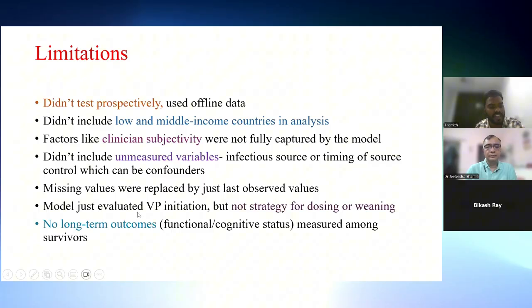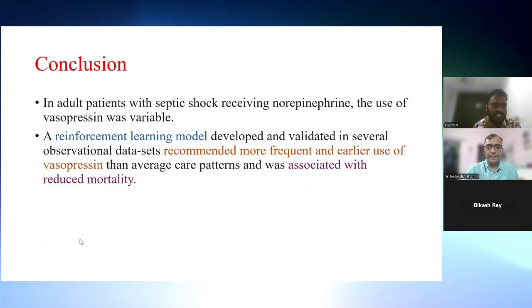Also, the model just evaluated vasopressin initiation in the study, but they did not tell about any strategy or dosing for increasing or decreasing or weaning. When should we wean? Those points were not mentioned in the study. And long-term outcomes, like functional outcomes or cognitive status over a long-term period in the survivors, were also not mentioned. This could have been evaluated. That also they have mentioned in the limitations.